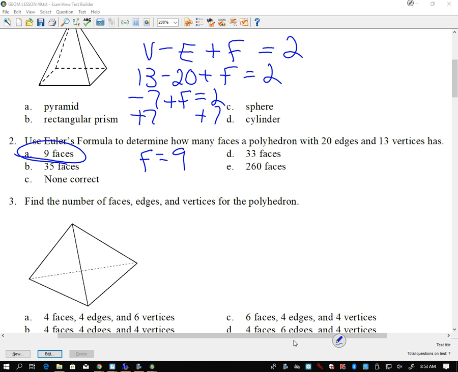Okay? Easy enough to do, right? So long as you remember the formula, it's just add and subtract. Okay, so not hard, but you do have to know the formula V minus E plus F equals 2.